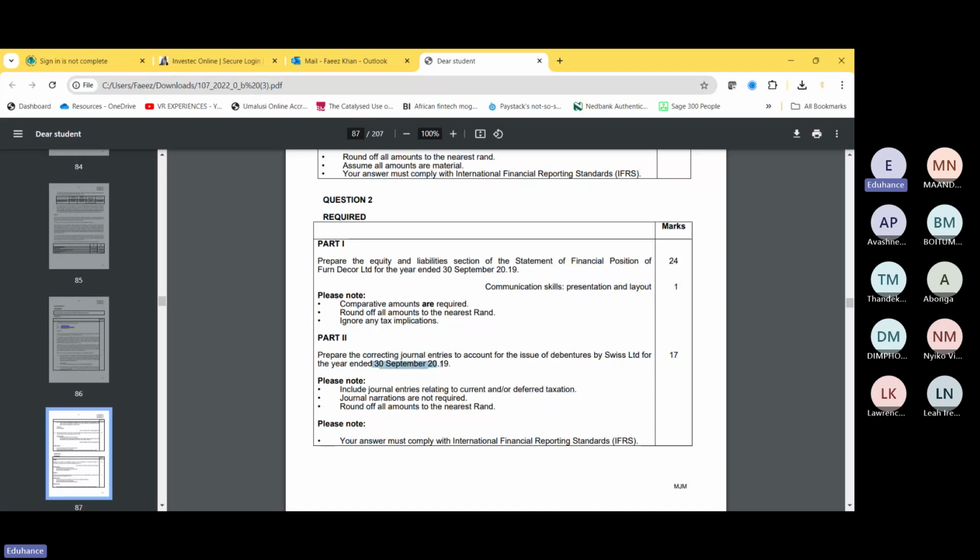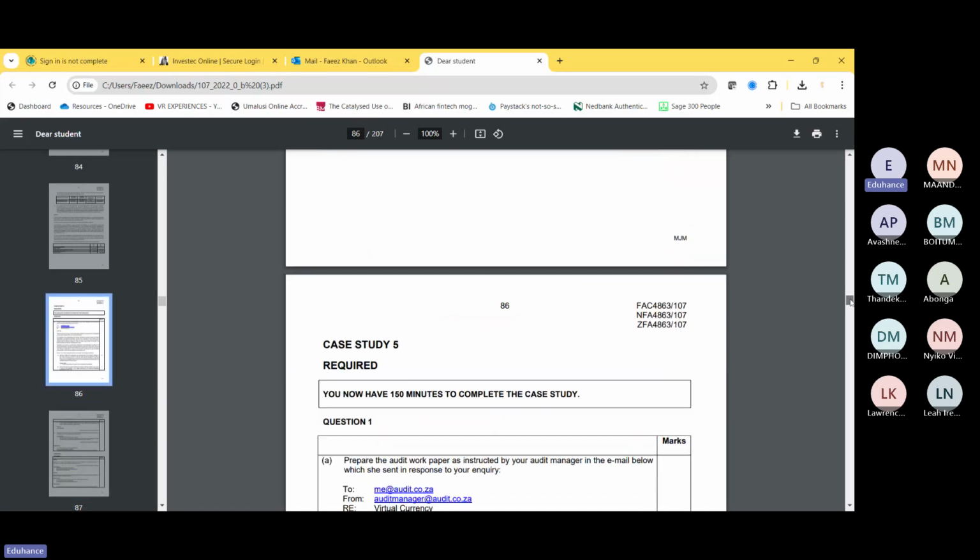So that means all journal entries relating to this debenture for that year ended. But what do we know? We only issued it on 30th September 2019. So therefore, they're indirectly telling us to do the initial recognition journal entries. So I'm not going to do the correcting. I'm going to do how it should have been done, and then you can figure out the correcting. So I'm going to go back up, and then I'm going to switch over into Excel.